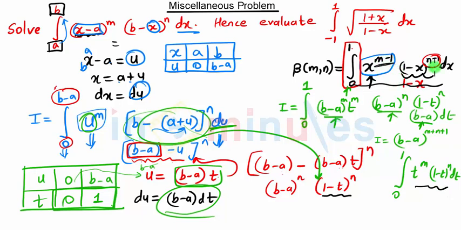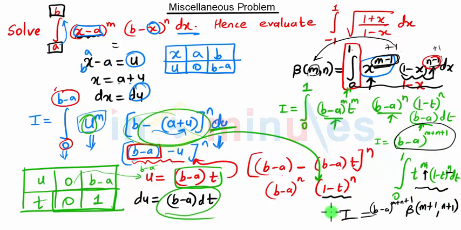Here we have m minus 1, but here we have m. Here we have n minus 1, here we have n. Here it is the beta of the power plus 1. So when we put power plus 1, that is m minus 1 plus 1, then we get beta of m. And here also it is plus 1. So this will be beta of m plus 1 comma n plus 1 into this term. So this is our I.